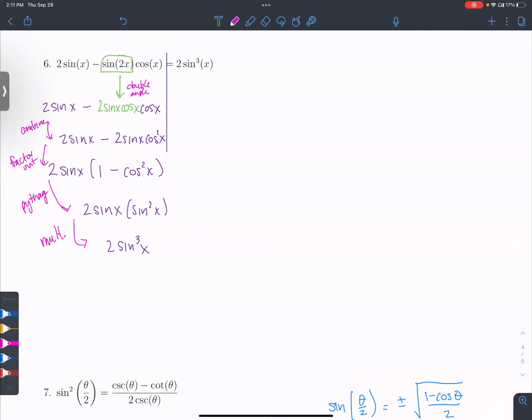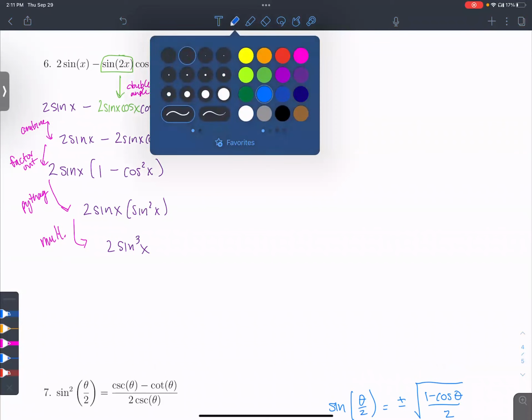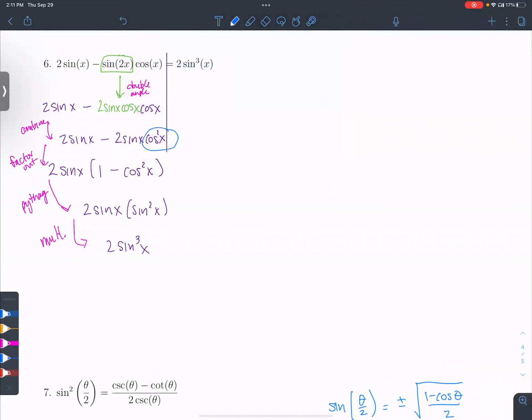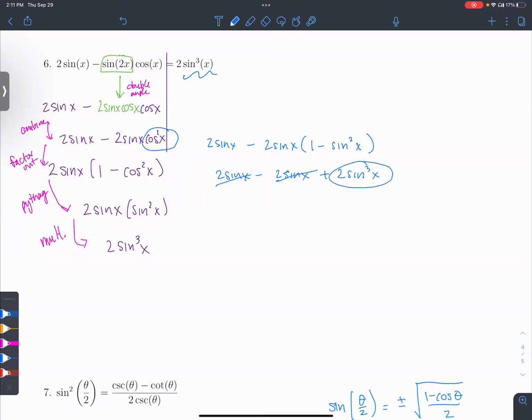You could also, I don't know if this is helpful or not, but you could substitute this right here. So if you don't like the factoring out thing, you could do this, knowing that you need to get to something that only involves sine. And then when you do that and distribute stuff, it works out well. So whichever makes more sense to you, go with that route.